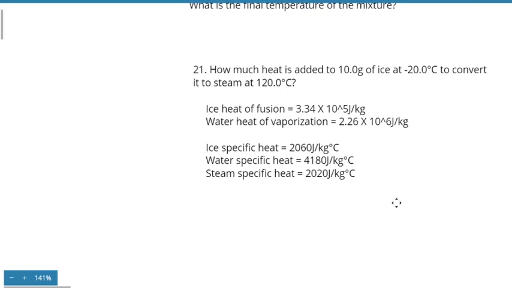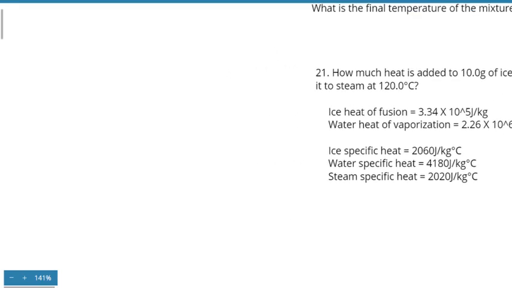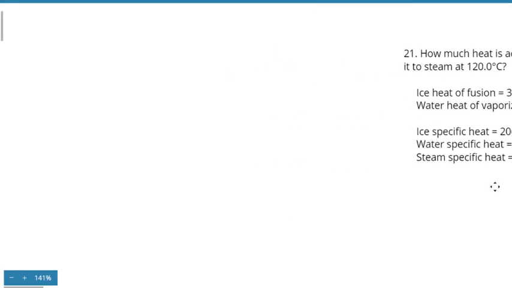How much heat is added to a 10.0 gram of ice, I think it should say sample, at negative 20.0 degrees Celsius to convert it to steam at 120.0 degrees Celsius? So this one is a lot more complicated than it seems. I'll first start by drawing a graph to help show what is happening.